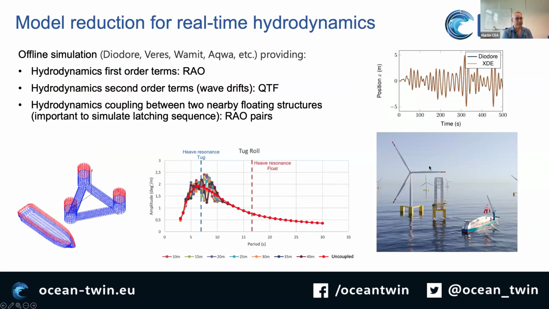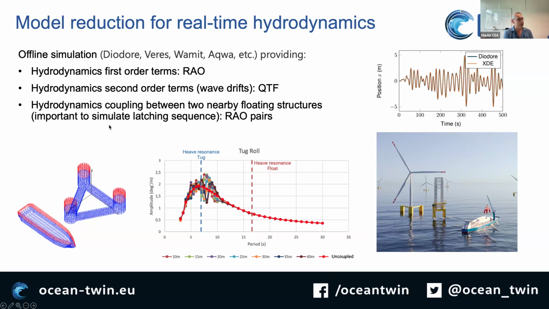So for all the hydrodynamics aspects, we use Diodor, an offline simulation tool that is able to simulate a floating object on the ocean, on a sea state, really a train wave. We do the simulation in the offline tool, and this allows us to obtain the RAO, I don't know if you're familiar with that. This is the first order term of the behavior of the ship on the ocean, and the QTF, which is the second order term. If your ship is floating for a while, it's going to drift slowly, and this is the second order term.